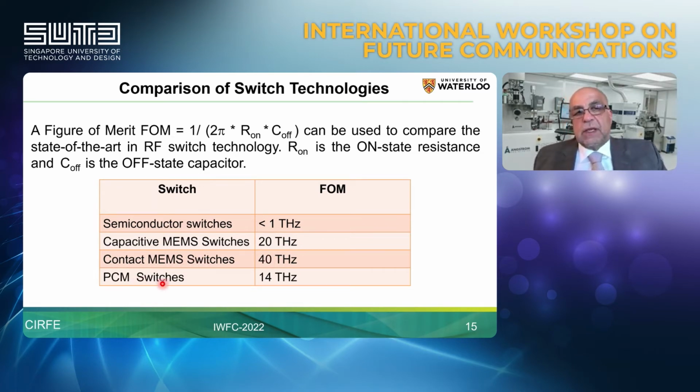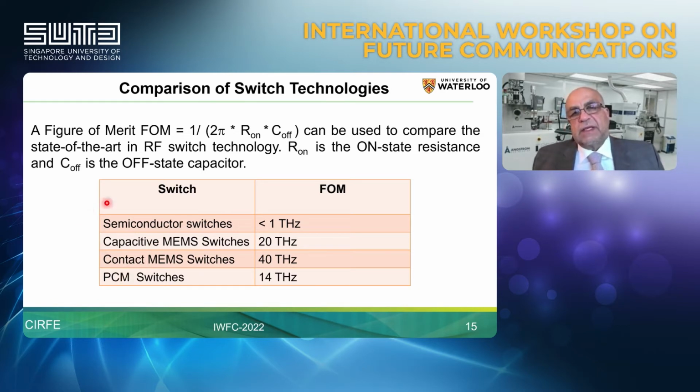PCM switches are getting there. We achieved so far in our lab 14 terahertz for the figure of merit. So we are getting there, at least to reach capacitive MEMS switches. However, the advantage of PCM over MEMS? Three things. First of all, it has a latching capability. So once you apply the pulse, that's it. You don't have to keep the pulse.